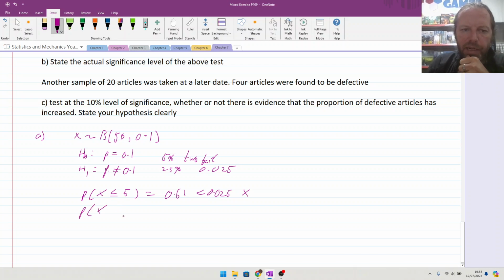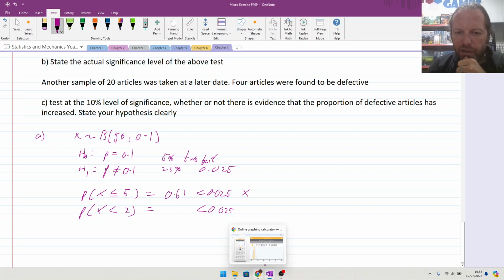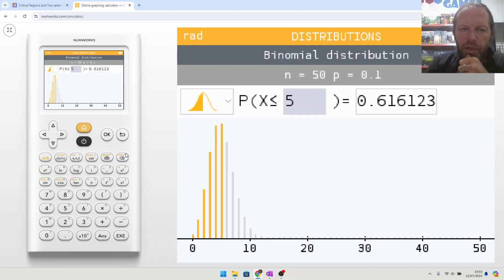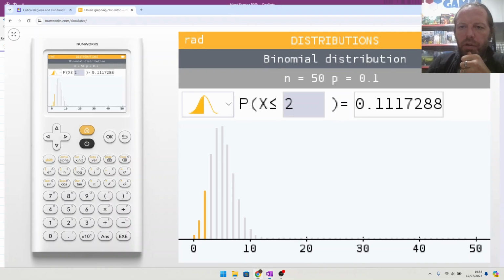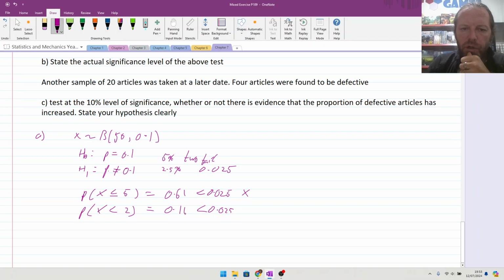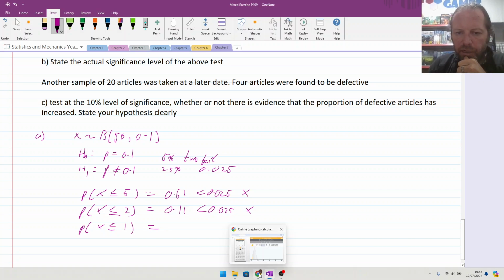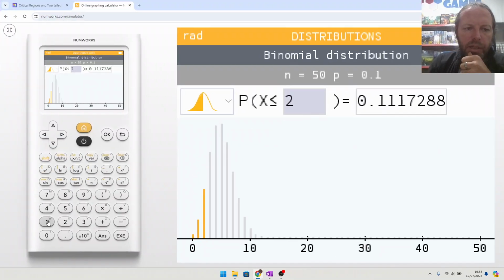Let's look at the probability of X being less, and let's drop it down to, I don't know, 2. See what that is. Is that less than 0.025? Let's have another look at the calculator. I dropped it to 2, didn't I? Put it in. 11%. No good. 0.11. No. So probability of X being less than or equal to 1, then we will have a look at next. Running out of options here. And so putting it in as 1 equals 0.03.